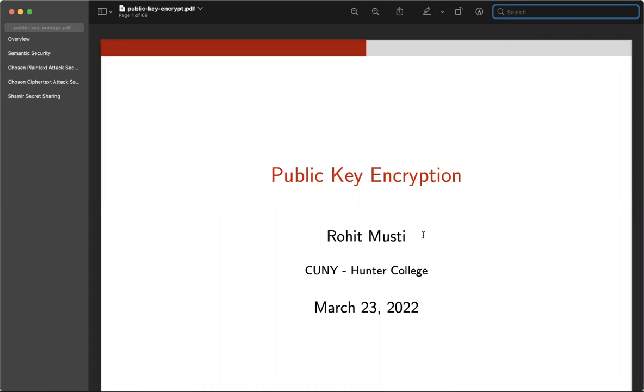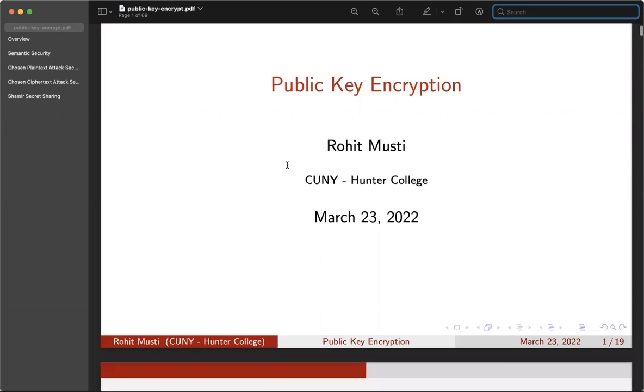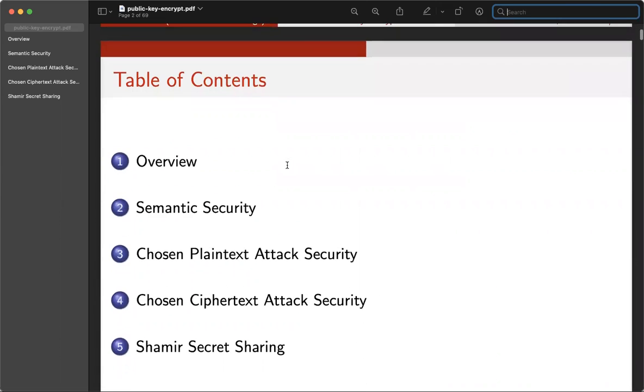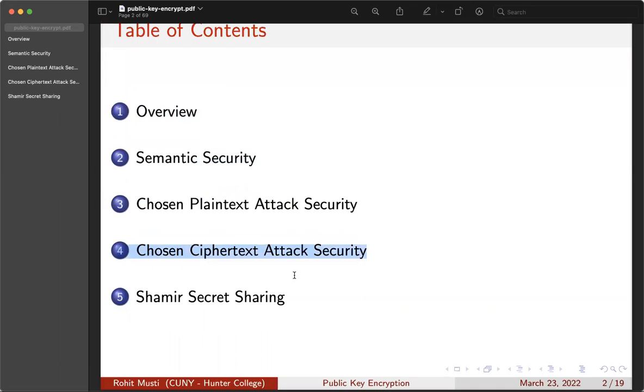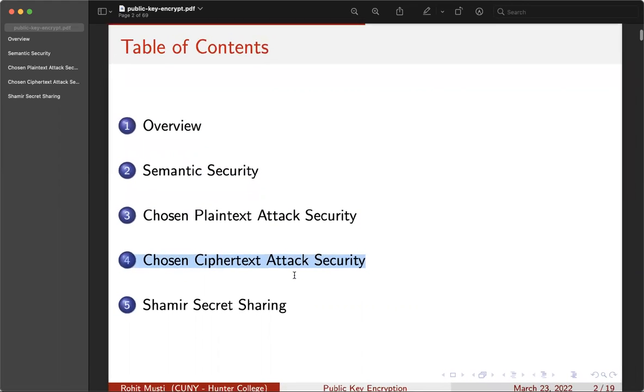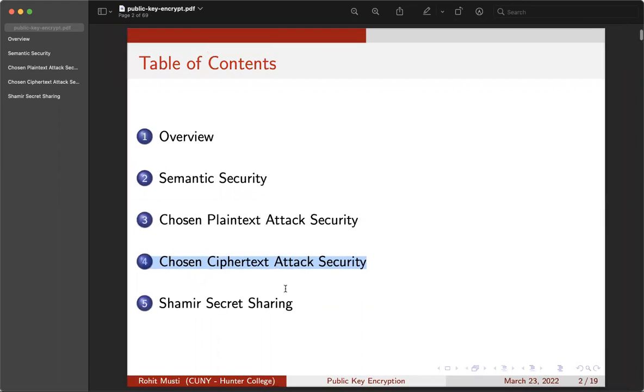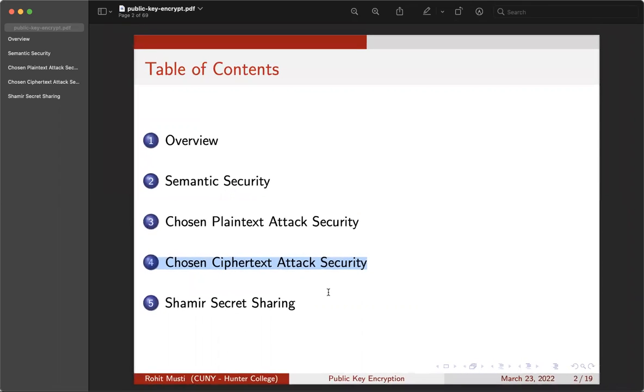So, public key encryption. We're going to do an overview of public key encryption, talk a little bit about the semantic security of public key encryption, talk a little bit about chosen plaintext attack security for public key encryption, talk about chosen ciphertext attack security, and then talk about one of my personal favorite things in cryptography, which is Shamir secret sharing. So that is going to be this part of the lecture.